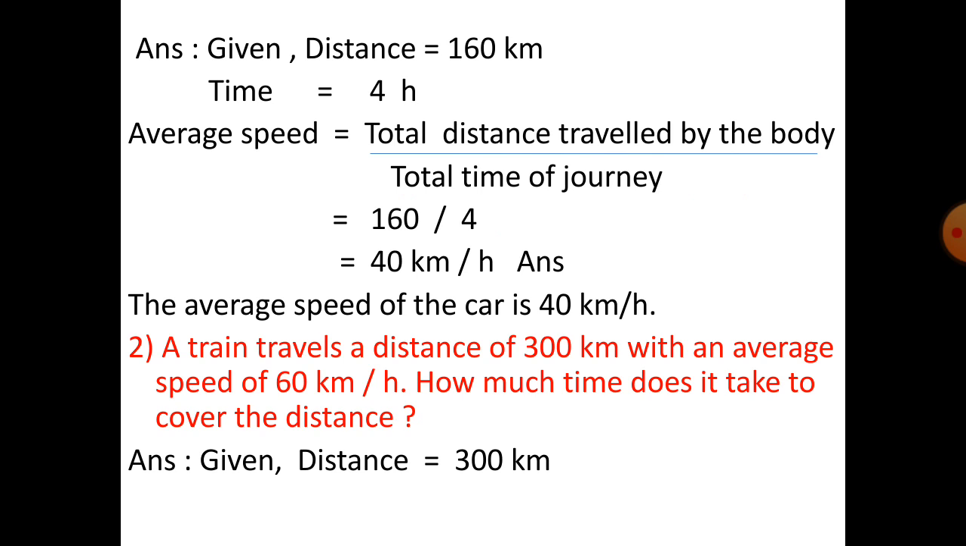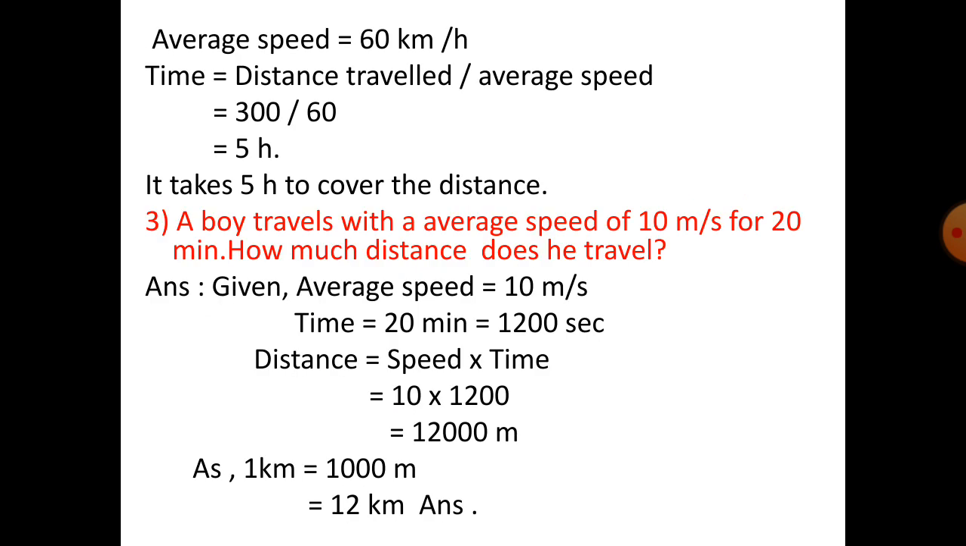Number 2. The train travels a distance of 300 km with an average speed of 60 km per hour. How much time does it take to cover the distance? Given distance is equal to 300 km. Average speed is equal to 60 km per hour. Time, we know, is equal to distance travelled divided by average speed, that is 300 by 60, which is equal to 5 hours. So it takes 5 hours to cover the distance.